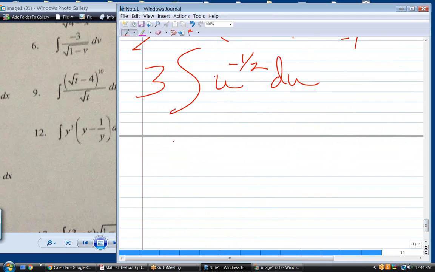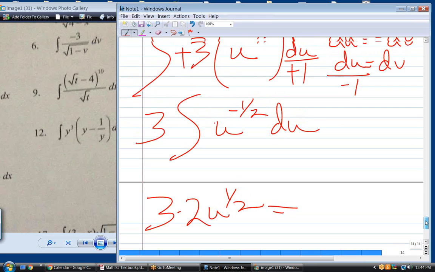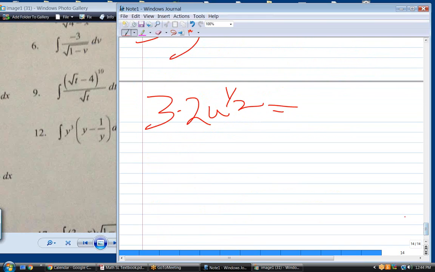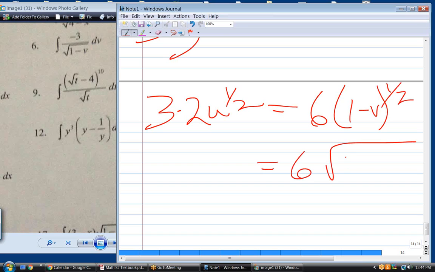What's the integral of that? It'd be u to the 1/2. Well, so 2u to the 1/2 times 3. Okay, and u was 1 minus v, so that becomes 6 times 1 minus v to the 1/2, or if they want it in radical format, it's 6 times that, plus c.